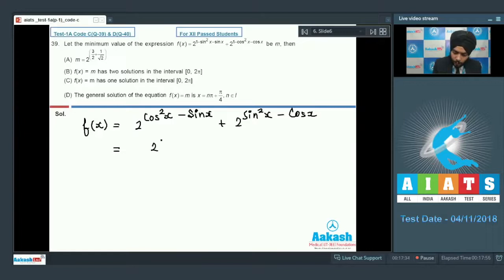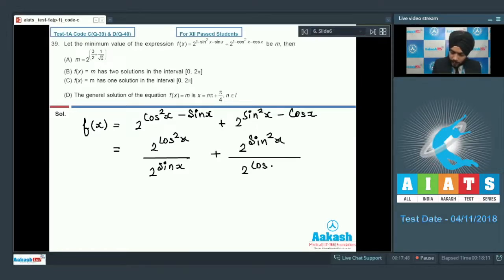We are going to apply the AM-GM inequality. 2 raised to the power cos x. You can very well see that it is 2 raised to the power anything divided by 2 raised to the power anything. Both numerator and denominator are positive. First number is positive, second number is positive. We can apply the AM-GM inequality between these two quantities. So applying AM-GM inequality.